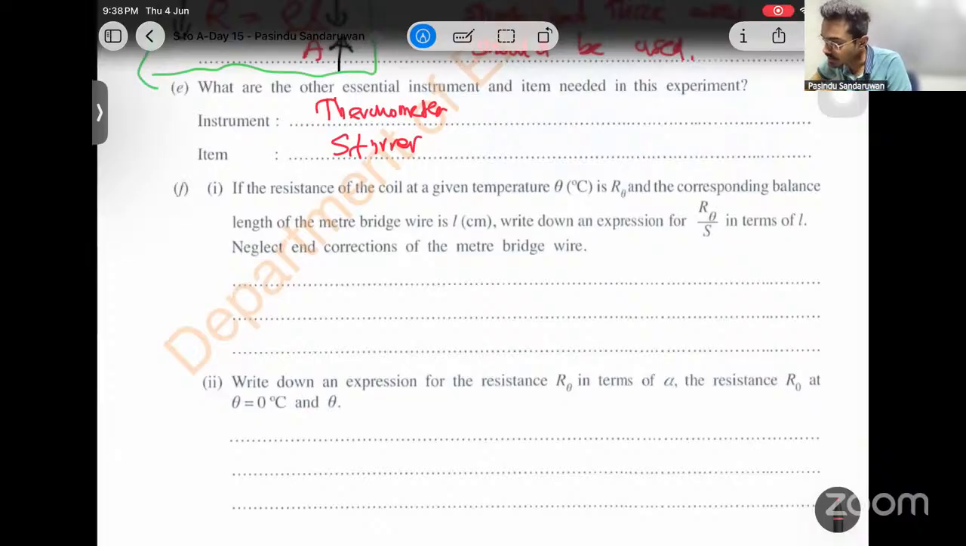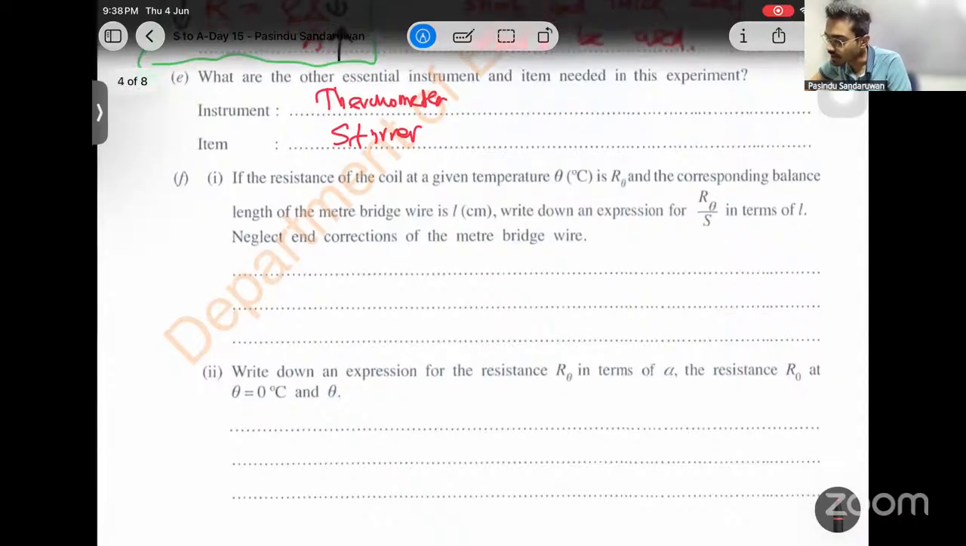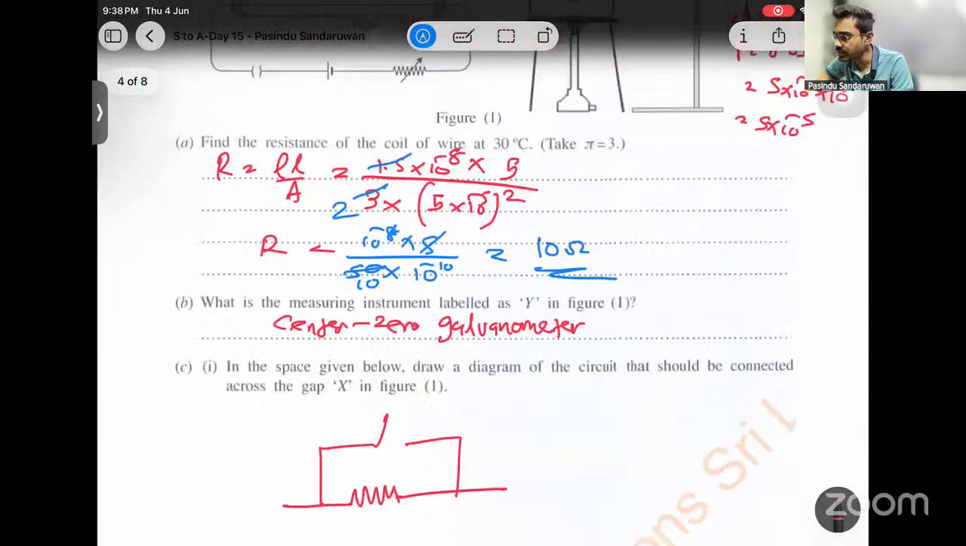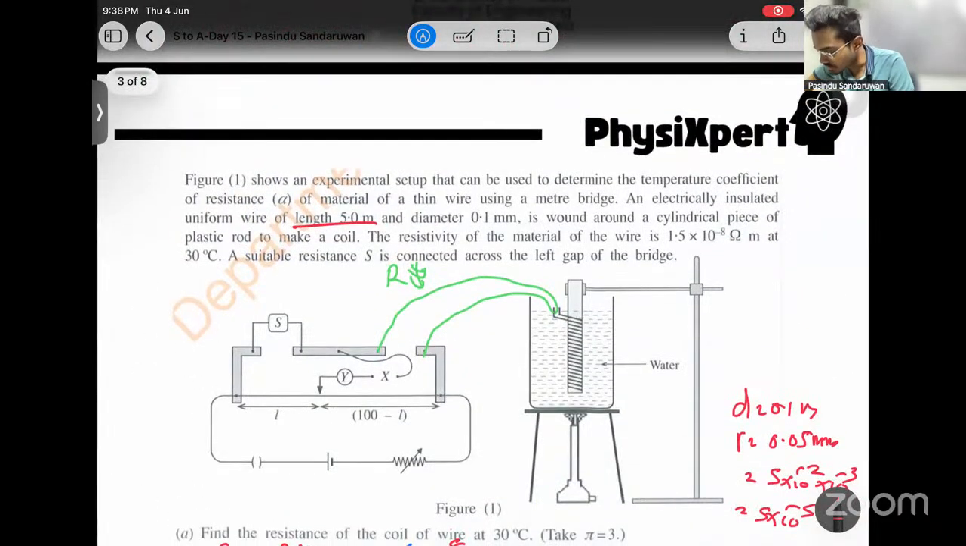Next, if the resistance of the coil at a given temperature theta degrees Celsius is R theta, and the corresponding balance length of the meter bridge wire is L centimeters, write down an expression for R theta over S in terms of L. Neglect the end corrections of the meter bridge wire. Right. If the resistance of the coil at the given temperature is R theta, then across this slot here it is going to be R theta.